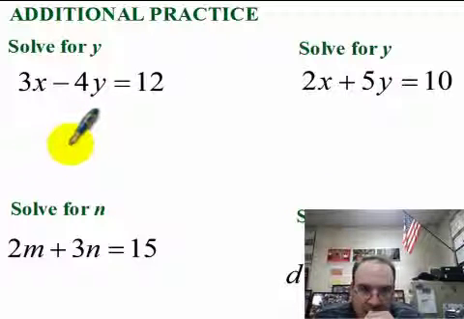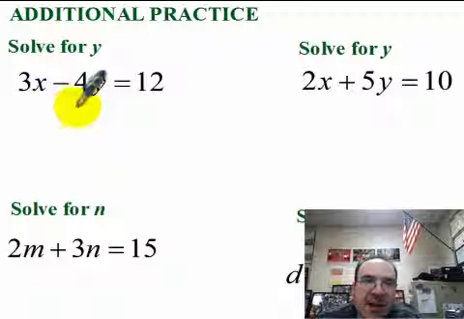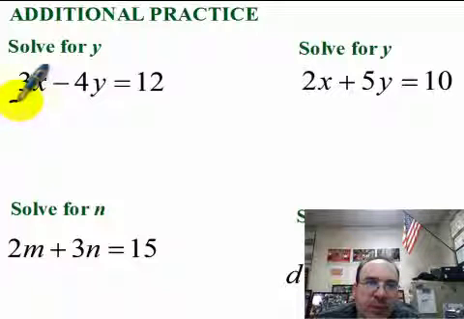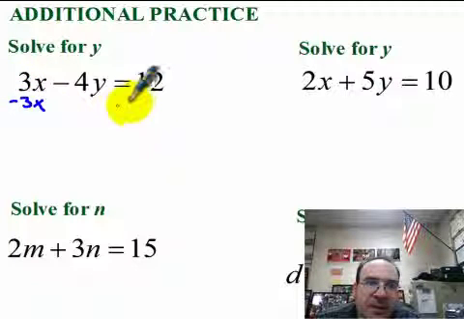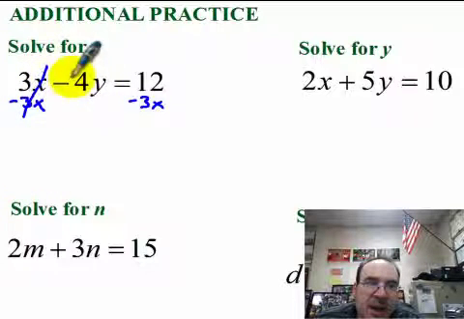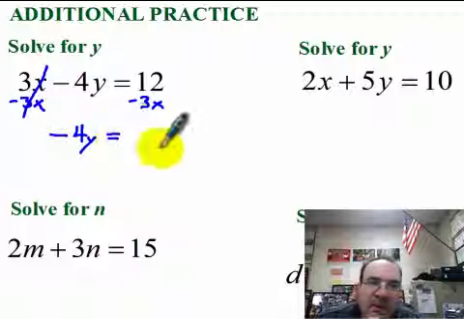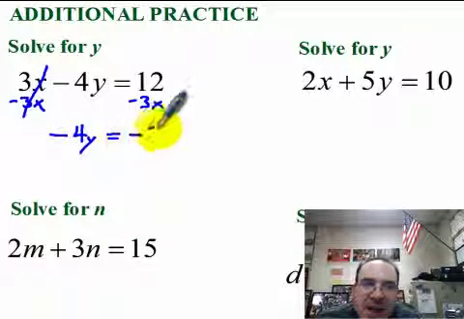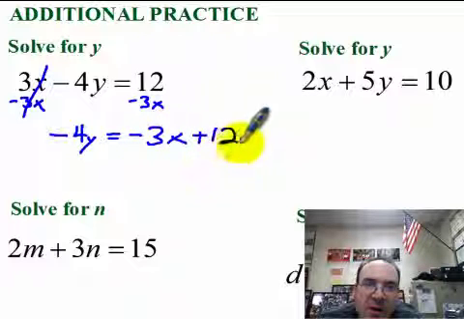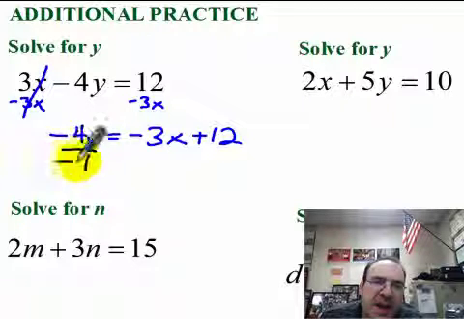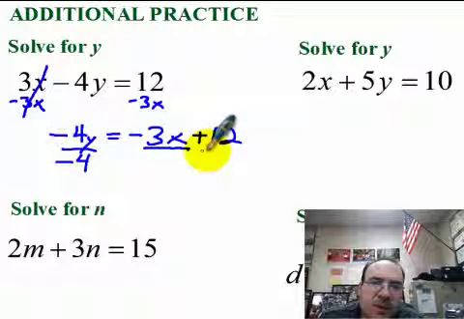Okay, so anyhow, what we're going to do here is some more practice solving literal equations. The first example that I have for you, I'm going to solve for y. To solve for y, I have to get rid of the 3x, so I will subtract 3x from both sides and cancel that, and I will bring down the negative 4y, and then here I have negative 3x plus 12, and then I will divide everything by negative 4.